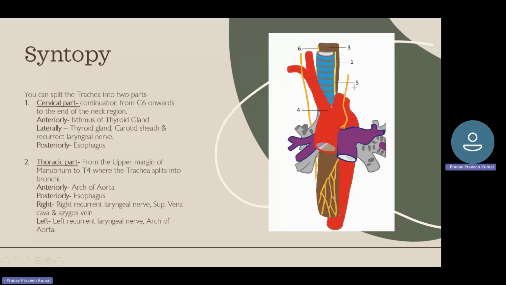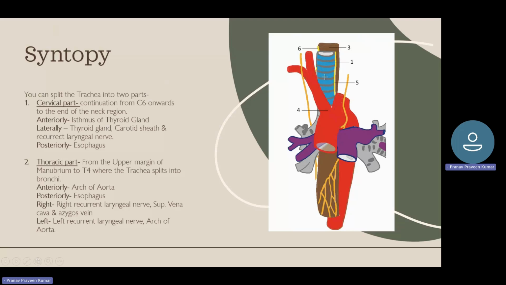An important fact to remember is the left vagus, as you can see, this orange color structure that wraps around the aorta. That one is the left vagus, which gives the recurrent laryngeal nerve, which arches around the arch of aorta, while the right vagus gives off the recurrent laryngeal nerve around the right subclavian. That's an important point to remember. And posteriorly to that, up to the trachea would be the esophagus.